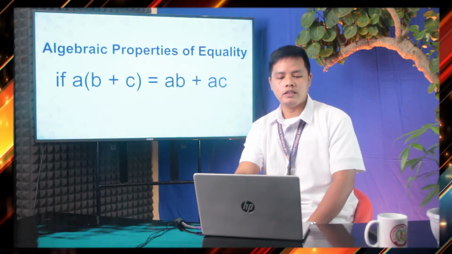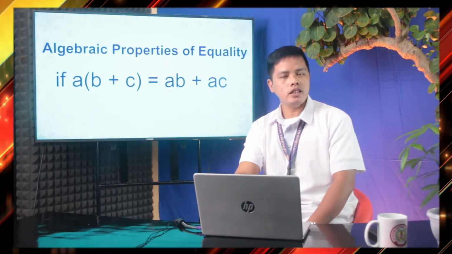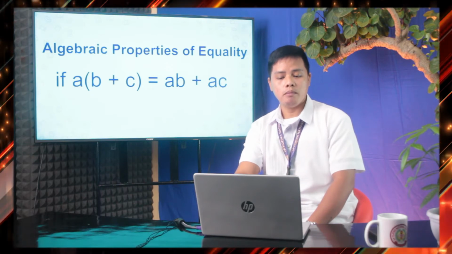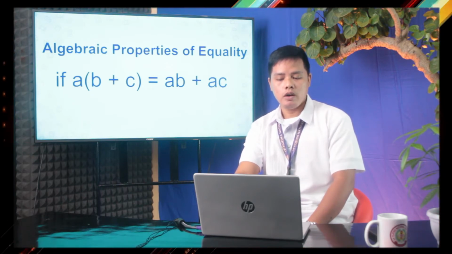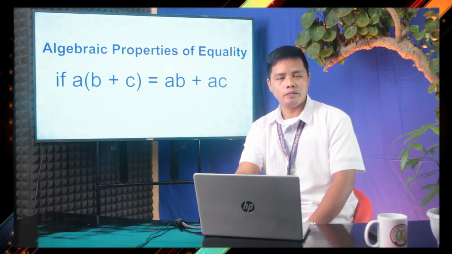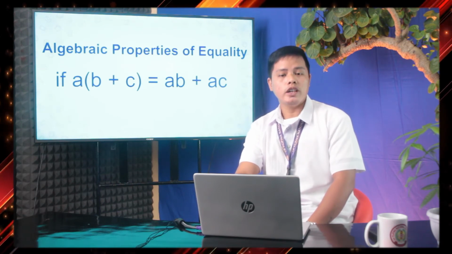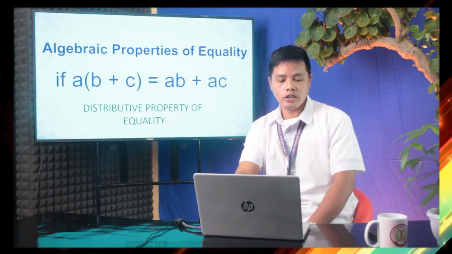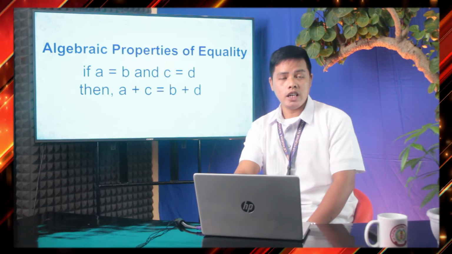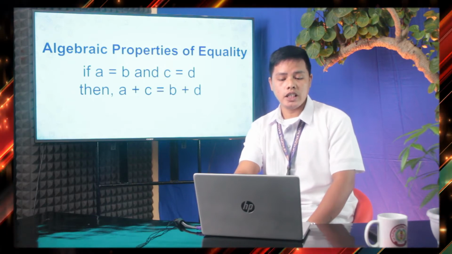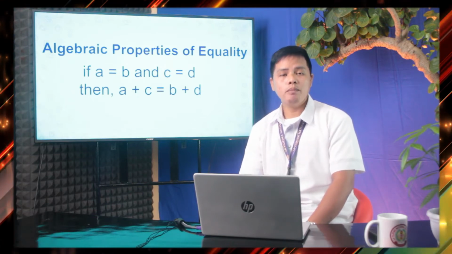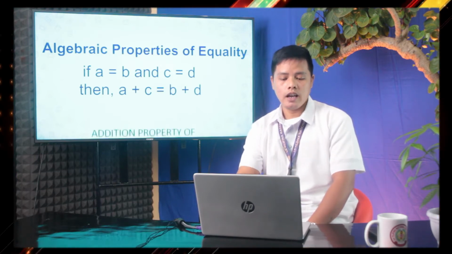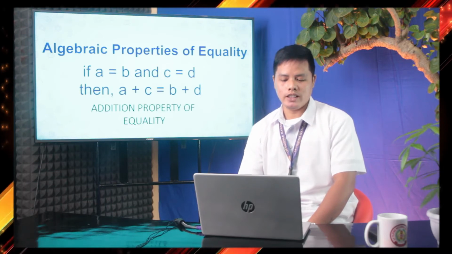How about this? If A times the quantity of B plus C equal to A times B plus A times C, what property of equality is that? Very good. It is distributive property of equality. How about this? If A is equal to B and C is equal to D, then A plus C is equal to B plus D. That is addition property of equality.